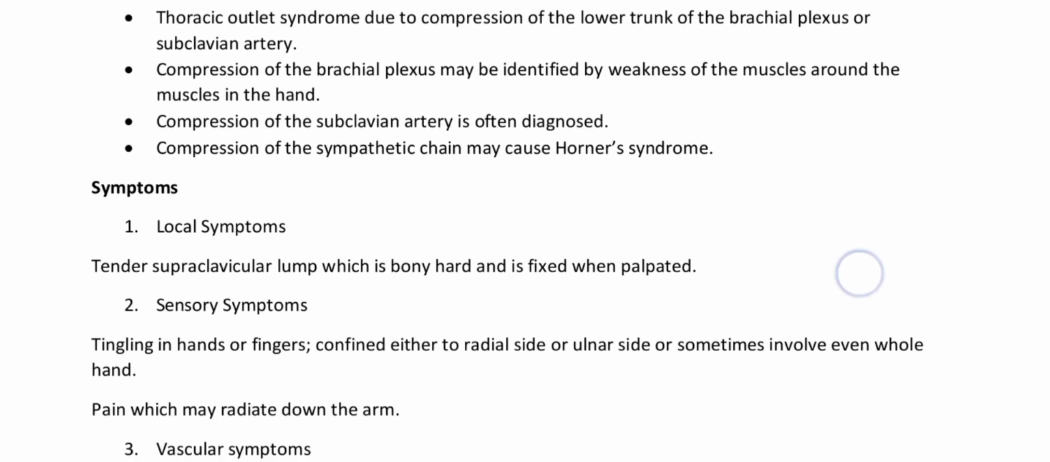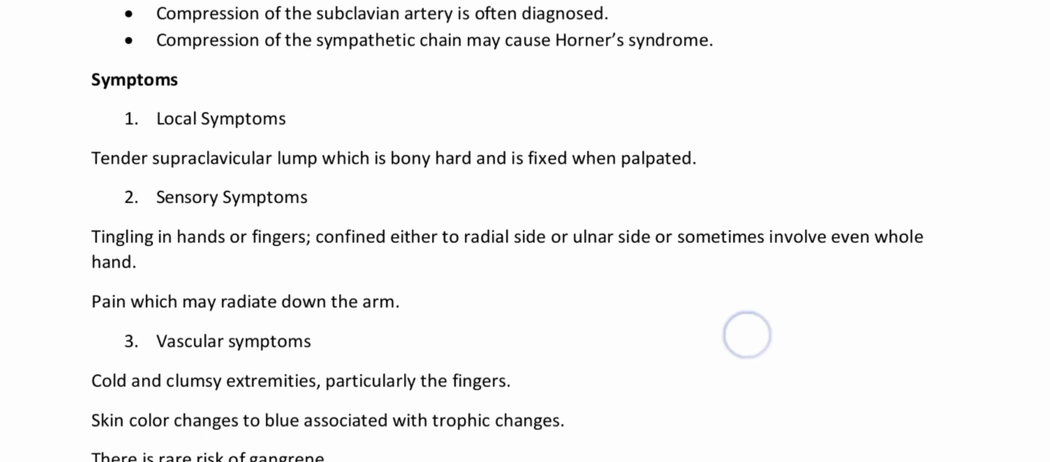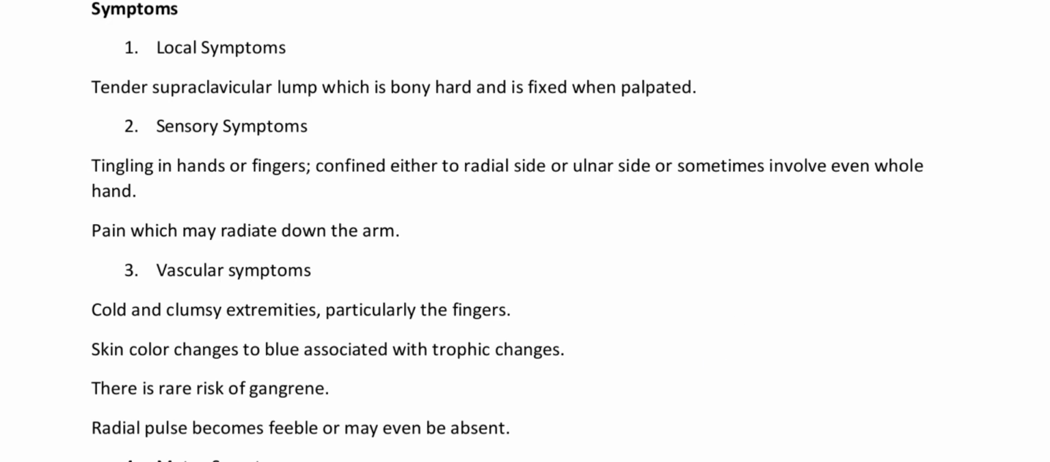Next, what are the symptoms when anyone has a cervical rib? There are four types of symptoms. Number one is the local symptom: the tender supraclavicular lump which is bony hard and fixed when palpated. Second is sensory symptom: tingling in the hand and fingers, confined either to the radial side or ulnar side, or sometimes involving even the whole hand. Next, pain which radiates down the arm.